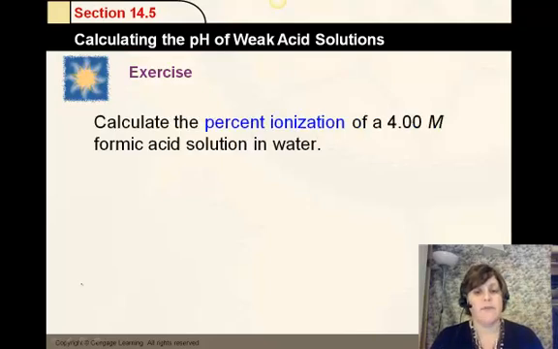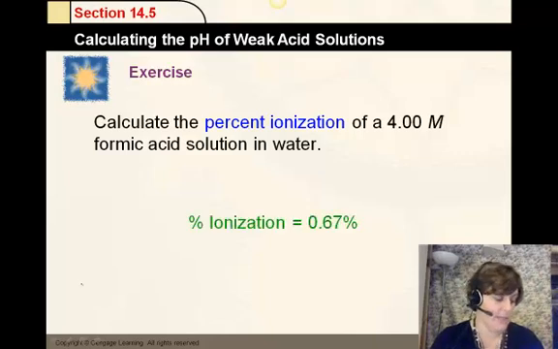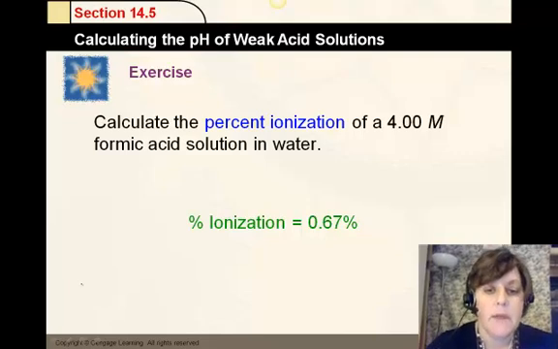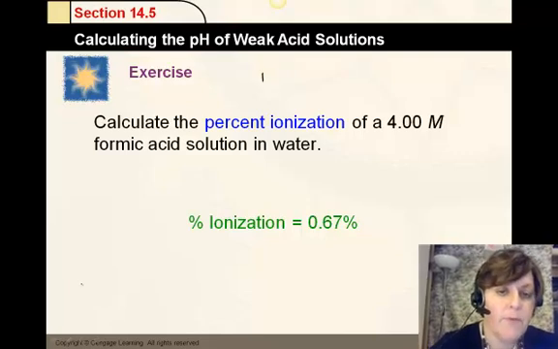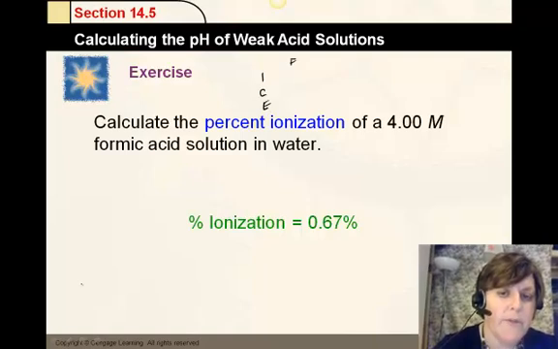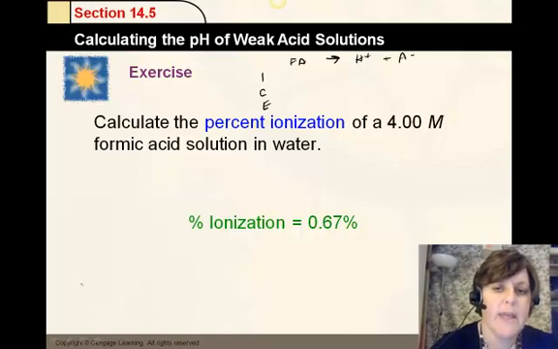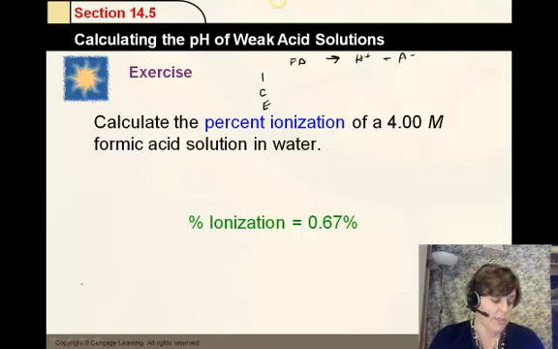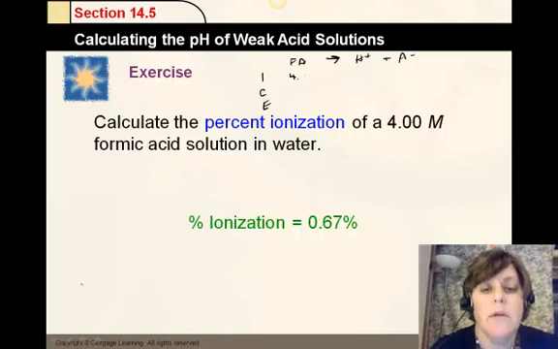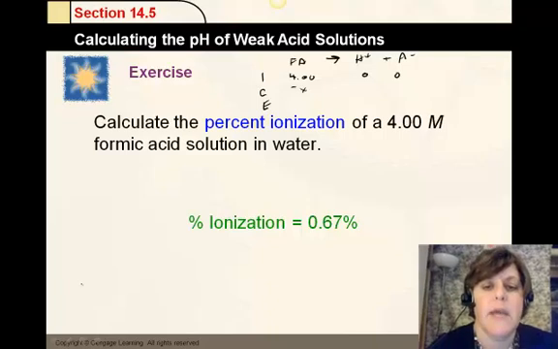Calculate the percent ionization of a 4 molar formic acid solution in water. How do we do that? Well, we're going to set up another ice chart again, and here's the answer, but let's figure out how to do it. So we have our equilibrium from before. I'm not going to write it out again. I'll just call it formic acid yields hydrogen ions and some negative A ion. Initially we have 4 molar. We don't have any products. Minus X, plus X, X, 4 minus X.